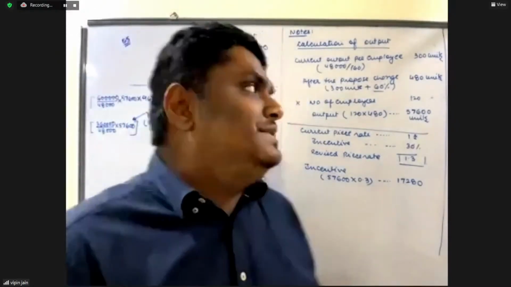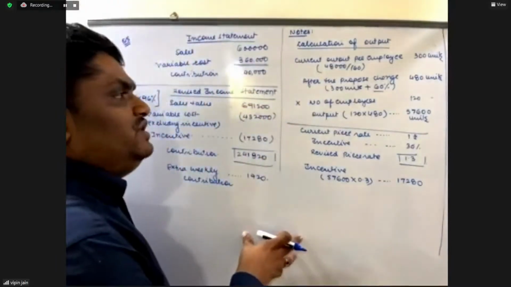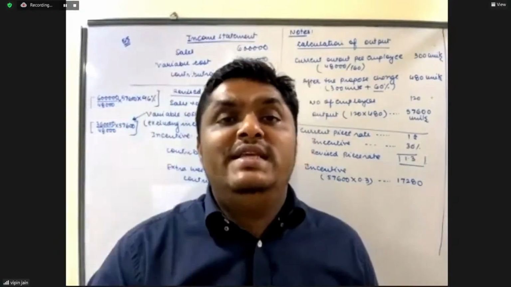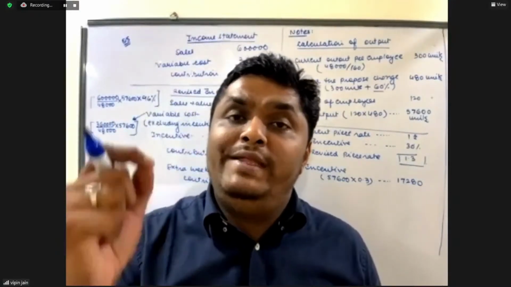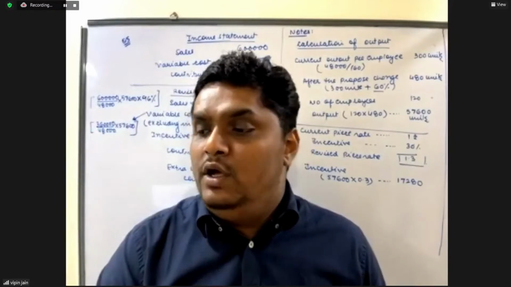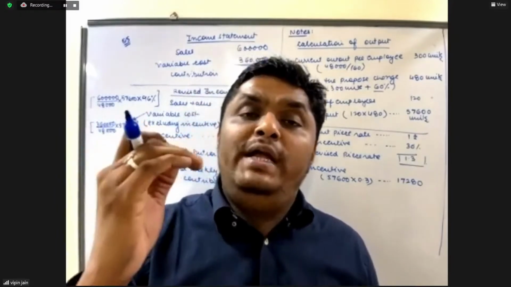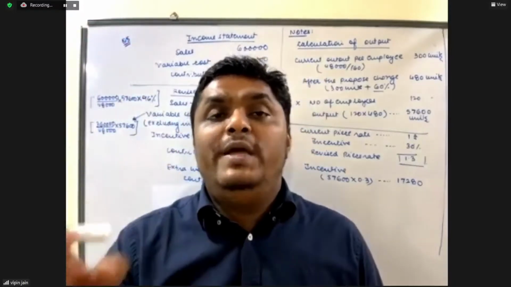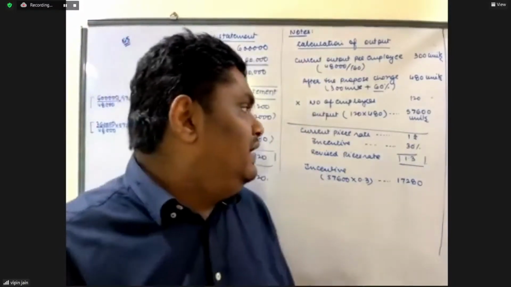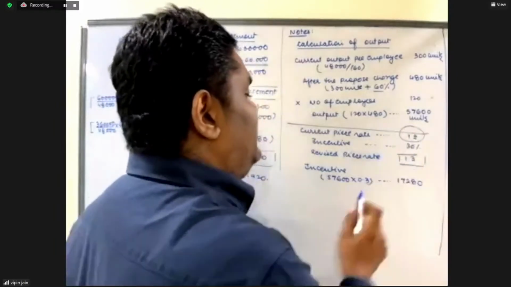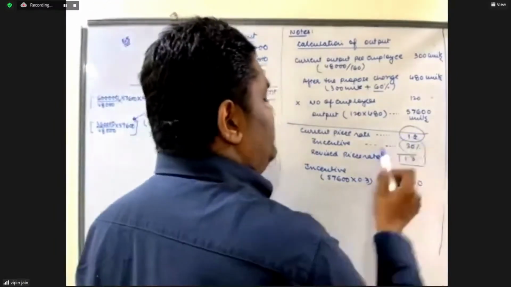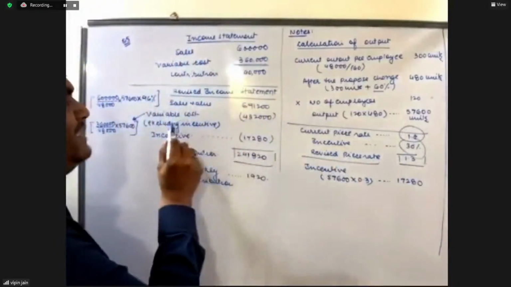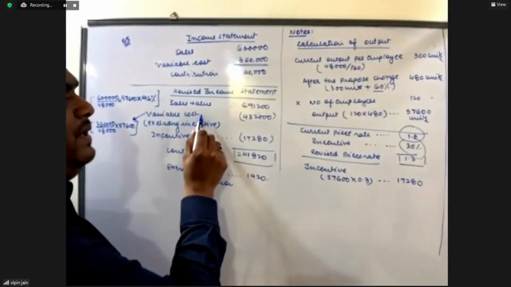When talking about the incentive part, it is given in the question that for every 2% increase in average individual output per employee, there will be an incentive of 1%. So the output per individual has increased by 60%. It means the incentive should be how much? 30%. So currently the piece rate is 1 rupees per article and the incentive is 30%. So the revised piece rate will be how much? 1.3.